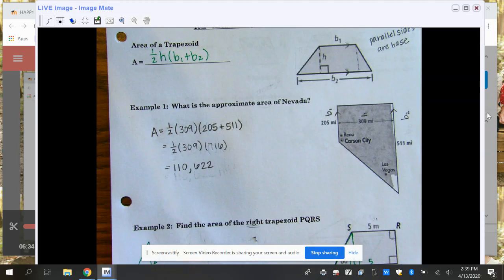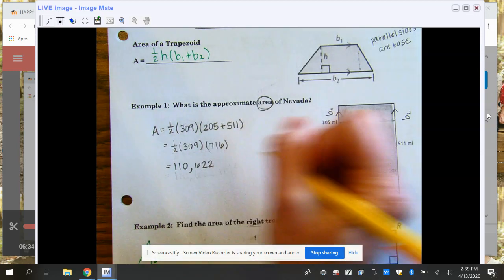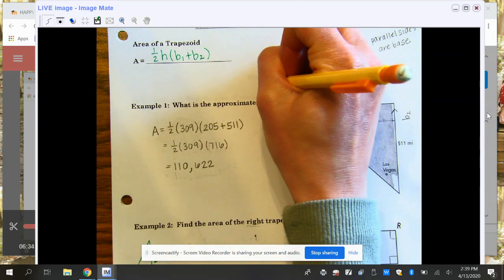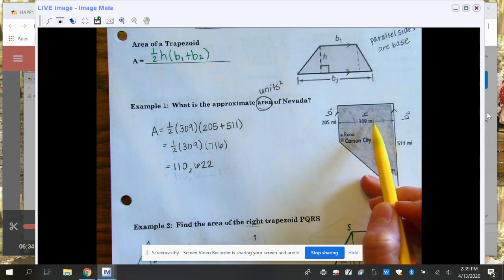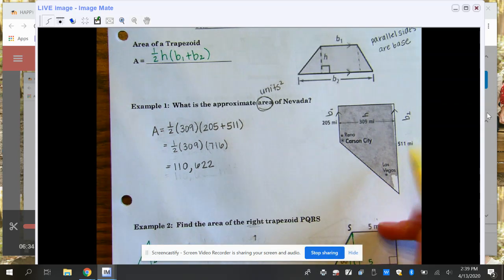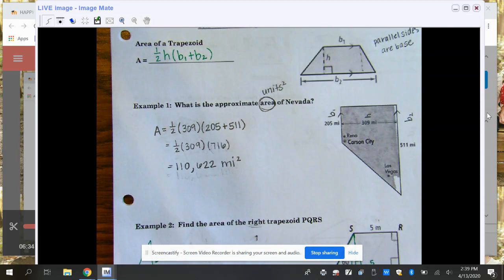110,622. Okay. Now the units on area, remember, are always going to be units squared because we're multiplying, in this case, miles times miles. Whenever you multiply something by itself, you're squaring it. So your units should all be centimeters, inches, whatever they are, to the second power.